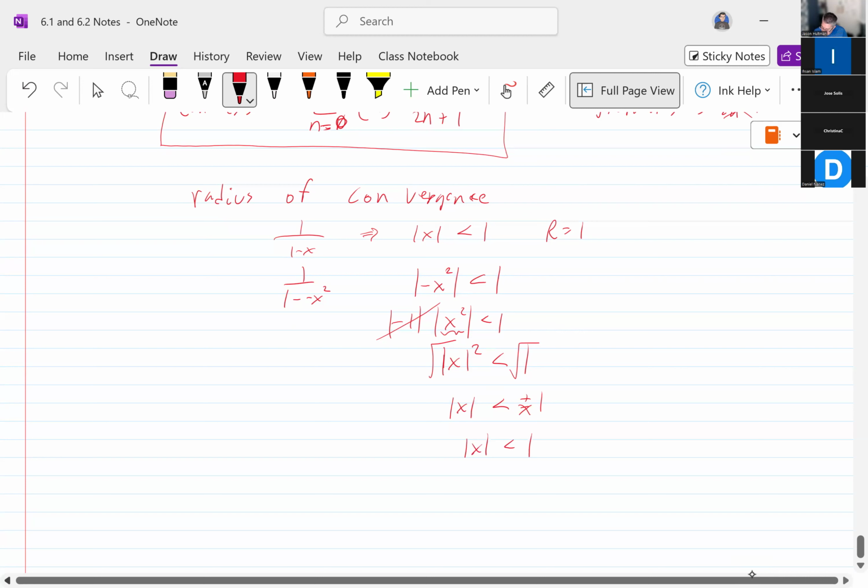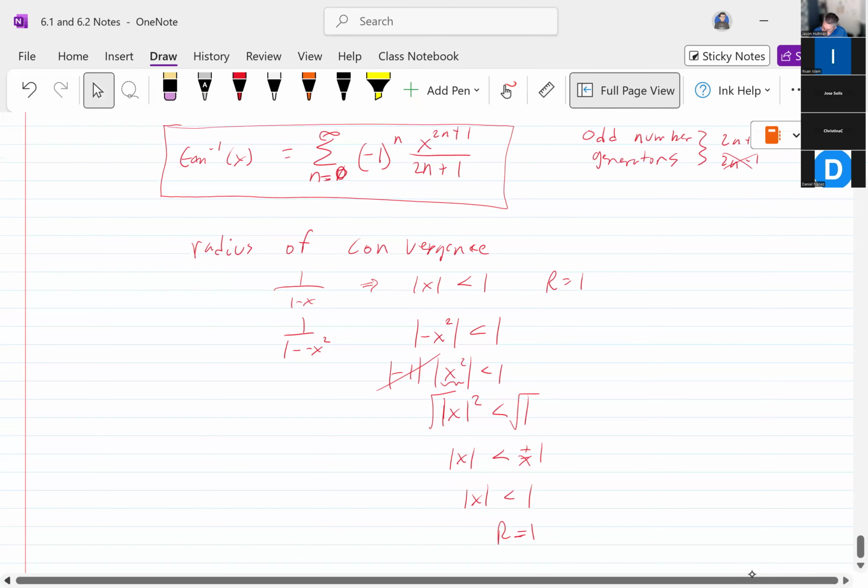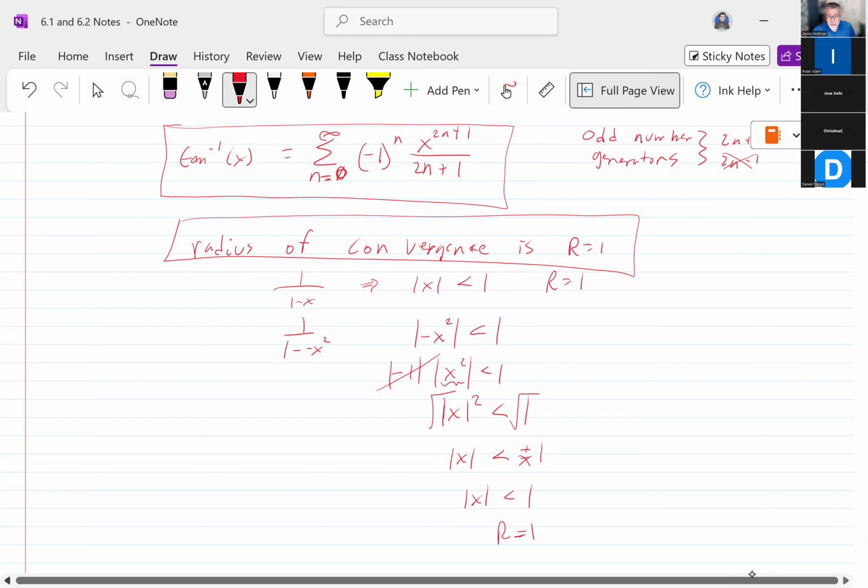So the absolute value of x is less than 1, and that's just r equals 1. So the radius of convergence for that guy is r equals 1. And that is 6.2.